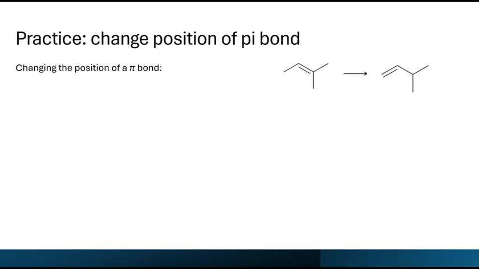Let's do another one where we want to change the pi bond position. If we want to change the pi bond from being between carbons 2 and 3 to being between carbons 1 and 2, we need to do several things. The first thing we want to do is addition. Once we have addition and we have an alkyl halide, then we're able to have it undergo elimination, but we have to select carefully our base so that we get the Hofmann product.